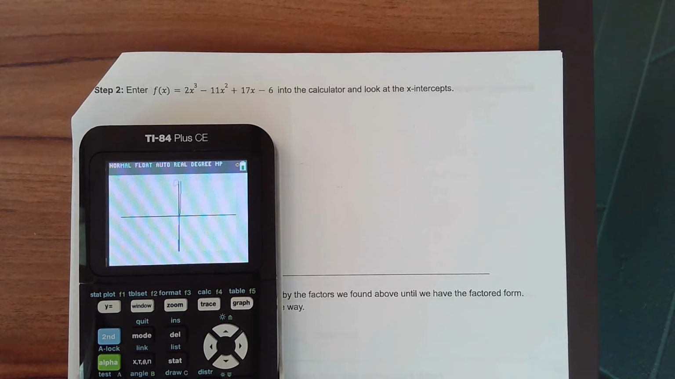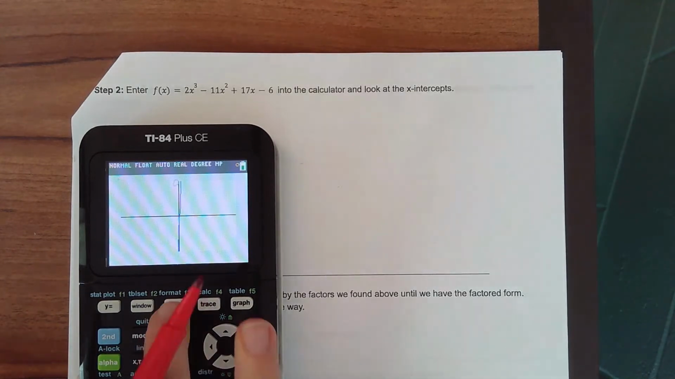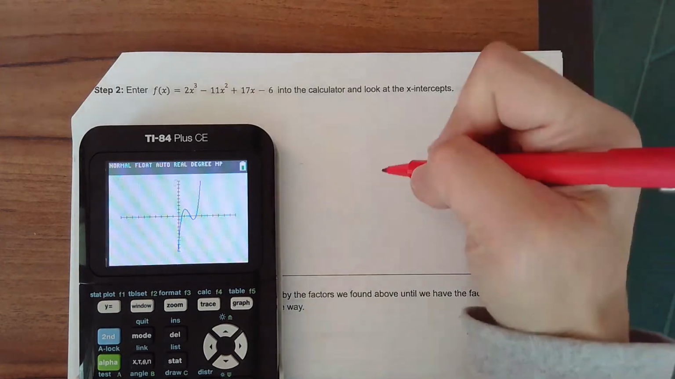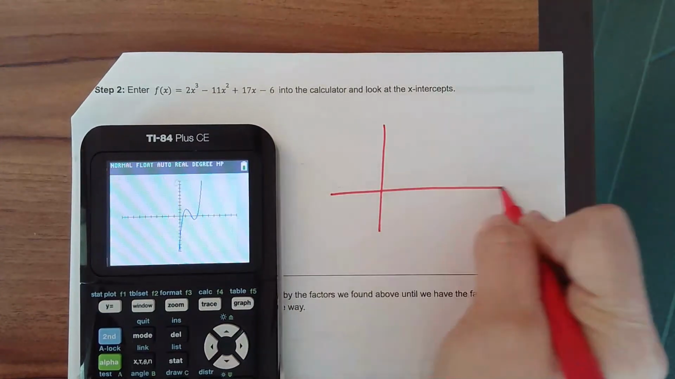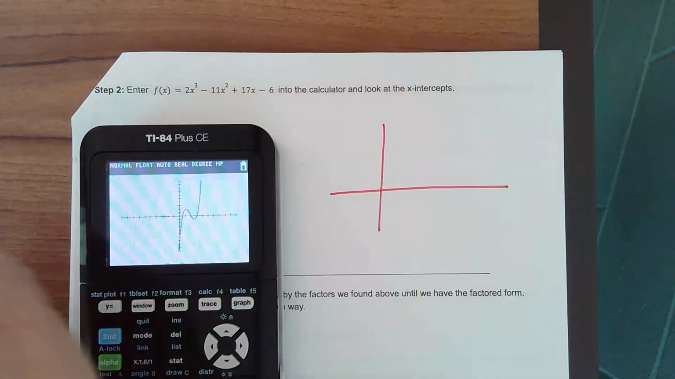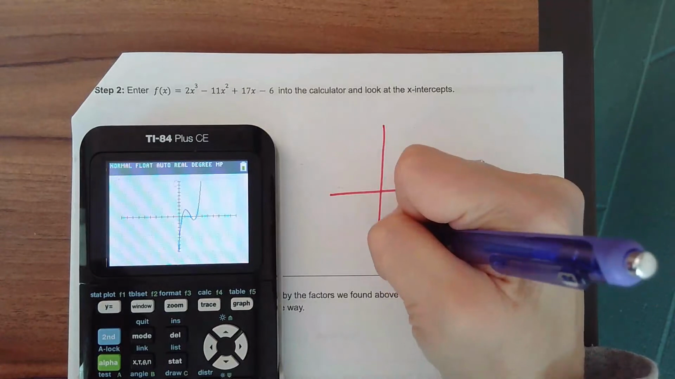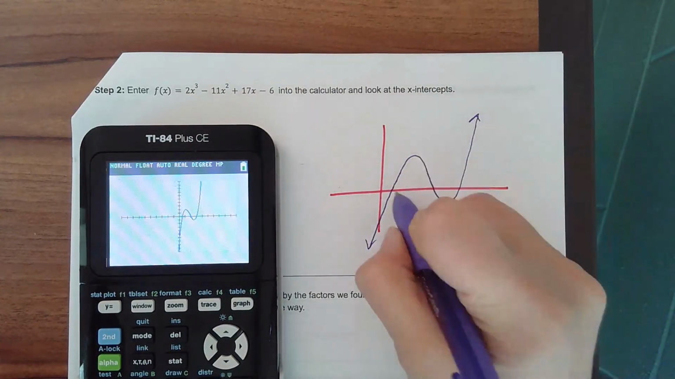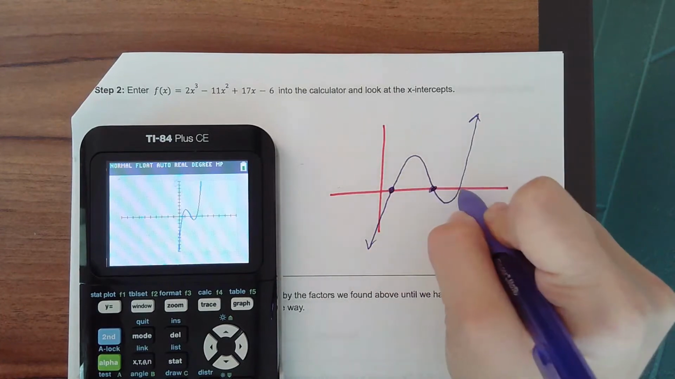My window is a little bit zoomed in, so I'm going to hit zoom 6, which gives me back out to my standard window. And there, I get a graph. So what we're going to do here is figure out what our zeros are from our calculator. So I'm just going to sketch a graph here, right? So this is what my graph kind of looks like. And it does something like this. So I want to find this zero, and this zero.